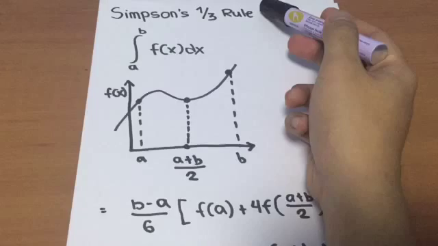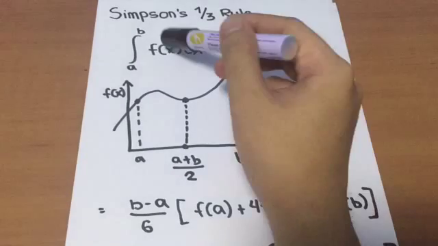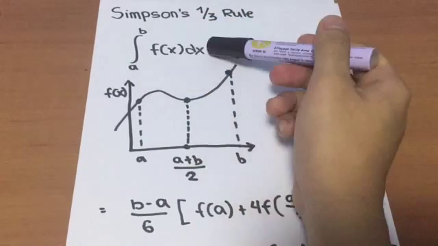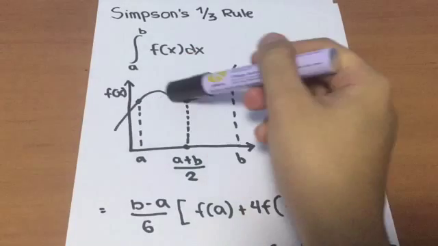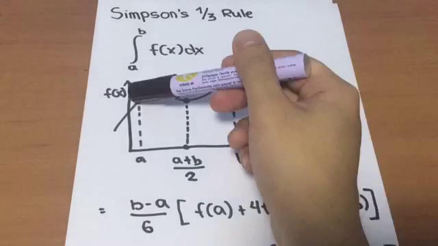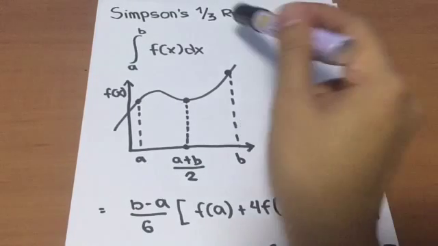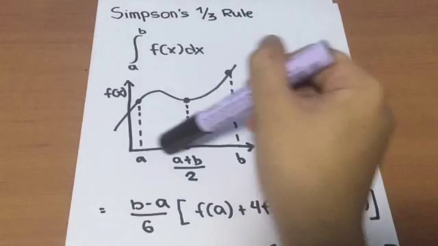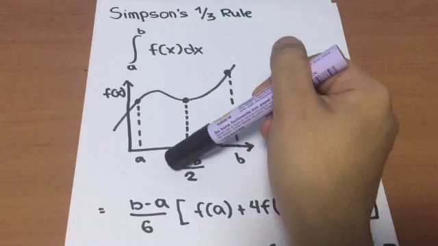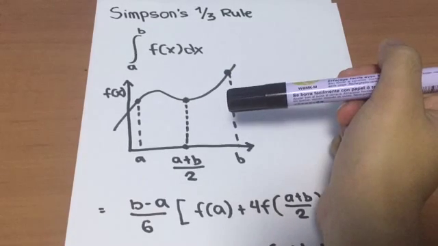Our next rule is the Simpson's 1/3 rule. We have the same integral from a to b of f of x dx. We have the graph here. We draw the equation. Located a and b. So since it's the 1/3 rule, we divide the segment into two segments. So we have a plus b over 2.